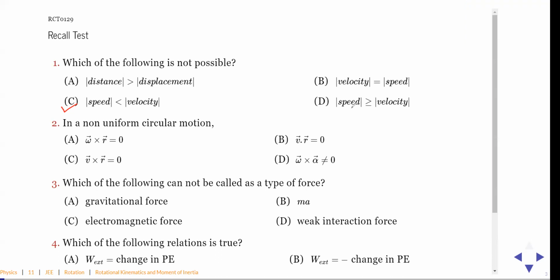Non-uniform circular motion. Tell me, everyone. Tell me, non-uniform circular motion.